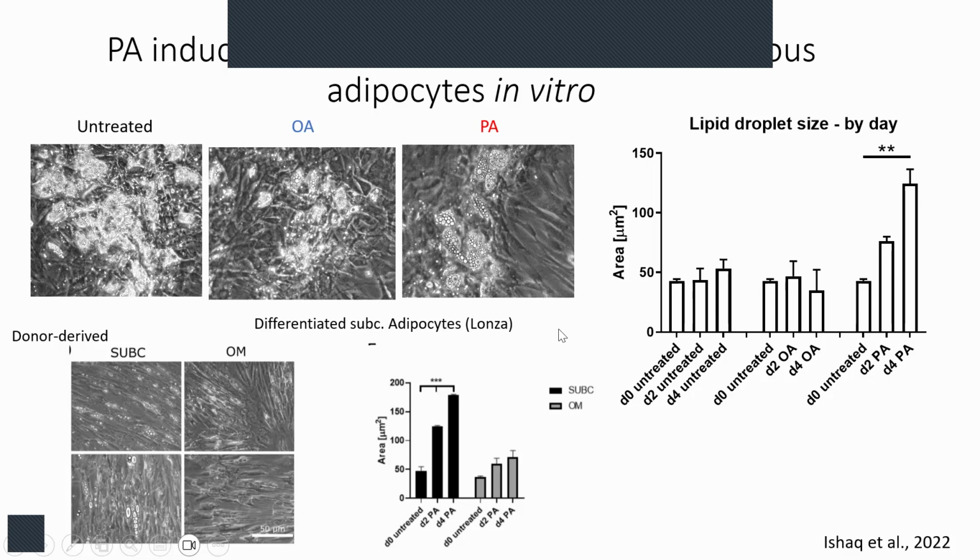These were commercially available human adipocytes from Lonza, but we also had donor-derived ones, where we had from the same donor subcutaneous and omental ones, and the subcutaneous responded to the palmitic acid the same way as the Lonza ones. Here the deviation is from different donors, while here the experiments were just repeated with the same cells. And there is a trend also in the omental one, but omental ones are a bit different.